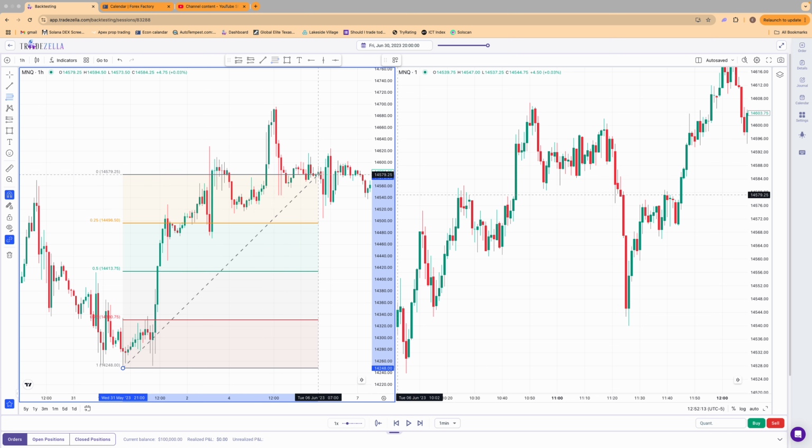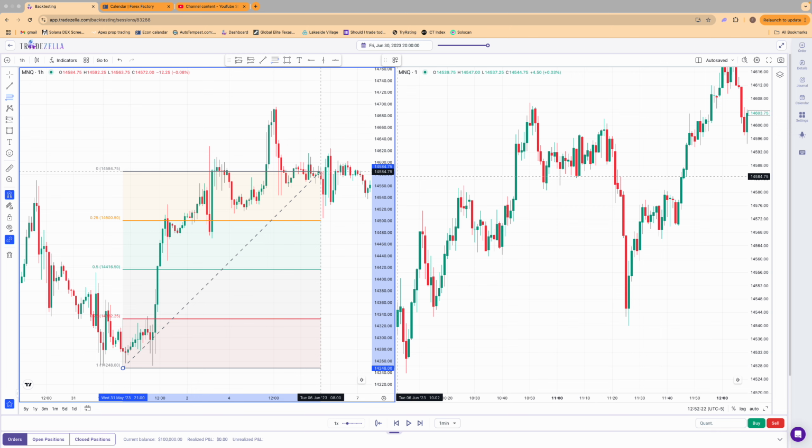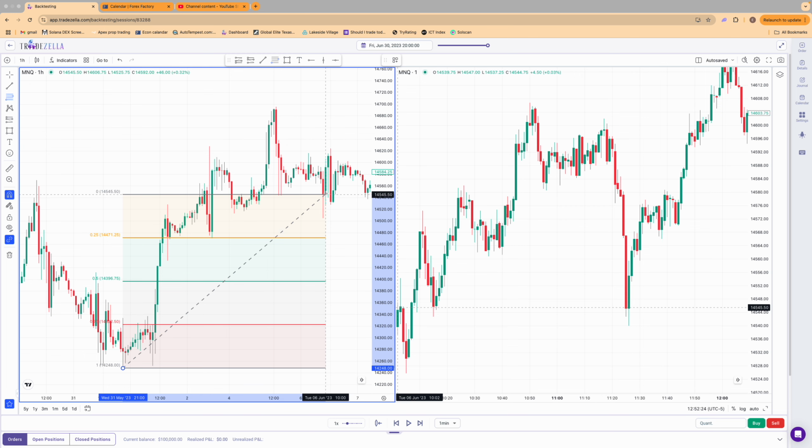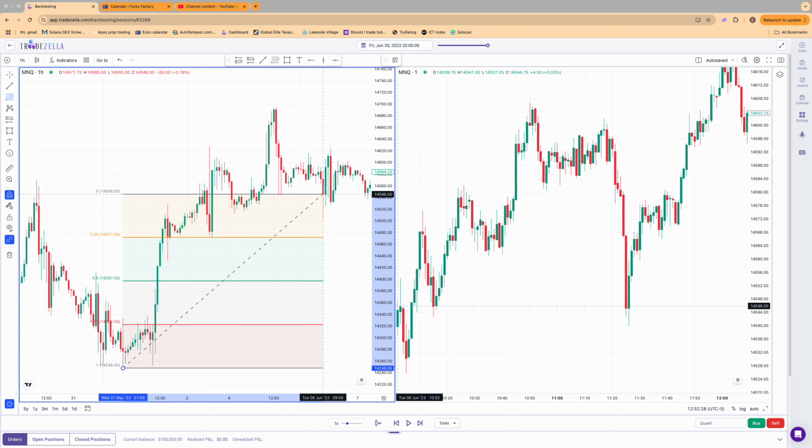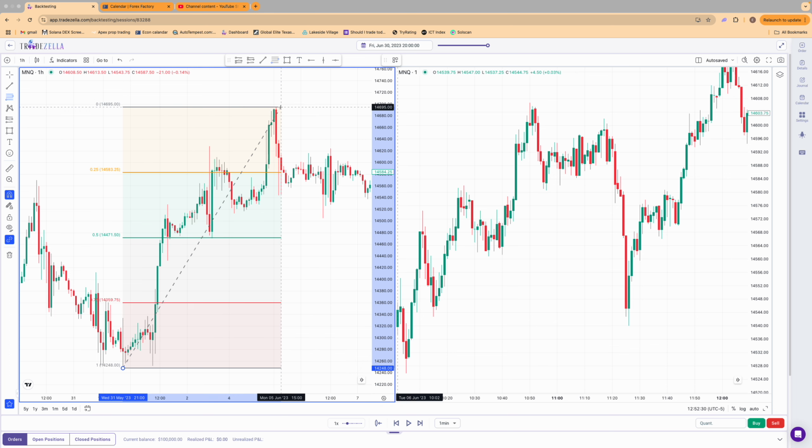We are looking at the 6th of June. Anything to the left of my cursor we're aware of, but anything to the right we're unaware of. So we don't know that this high or these lows are being taken out by this 9 o'clock candle. We're going to add the other side of this fib to the highest point that we've reached so far.